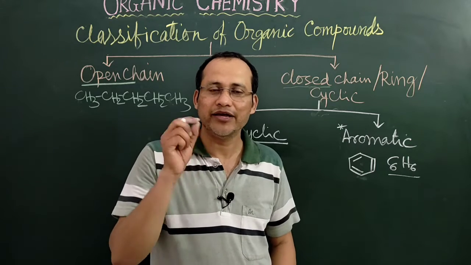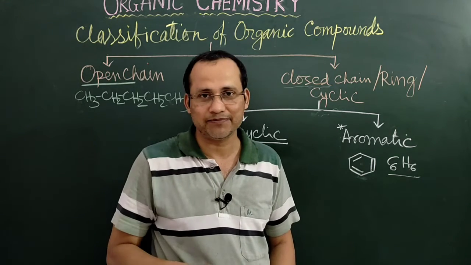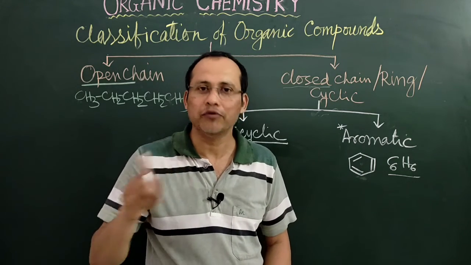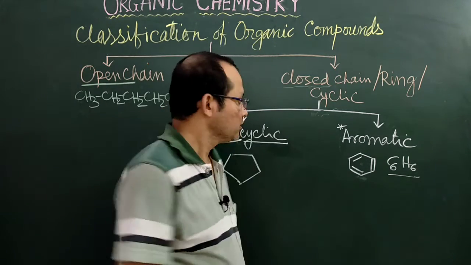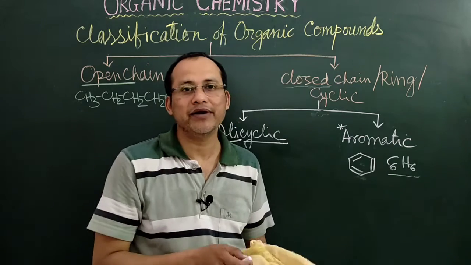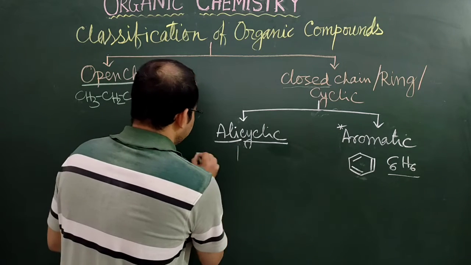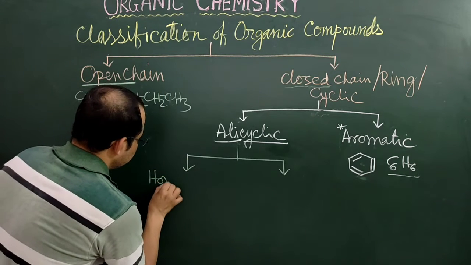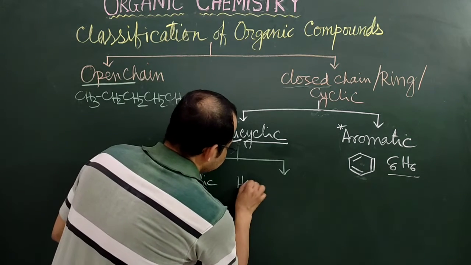Remember one thing, in lower classes very often it is told that aromatic compound means benzene, but this is not the right explanation. Benzene is one of the most important examples of aromatic compounds, no doubt about this, but benzene is not everything about aromatic compounds. Okay, now come to this one first. Alicyclic compound may further be divided into two basic categories, and they are homocyclic and another one is heterocyclic.